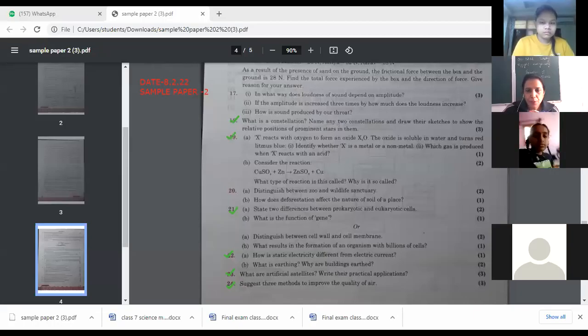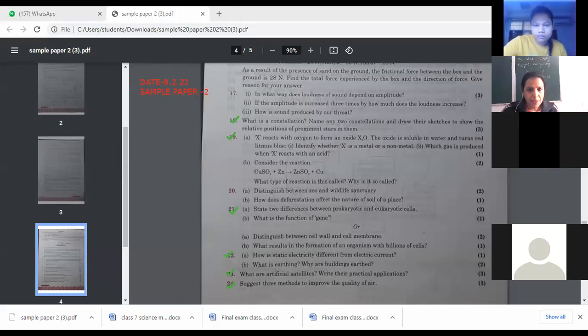We'll continue with sample paper 2 till question number 17 we discussed yesterday. Let's continue with the 18th. We had already discussed what is a constellation, and you have to name any two of the constellations, and you have to sketch also. So next question is 19.